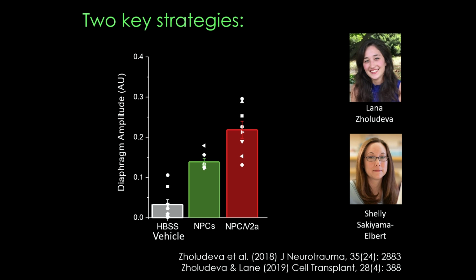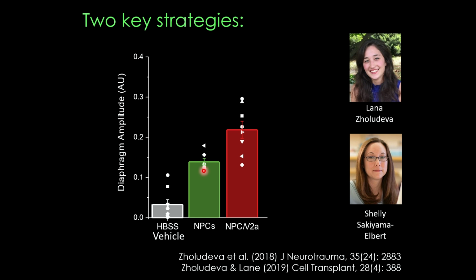I'm just showing the diaphragm recovery from these animals. And what we can see is that in vehicle-treated animals, there's a little bit of plasticity, normally after these cervical level injuries, contusion injuries. If we transplant NPCs, so mechanically dissociated embryonic tissues that are transplanted into the lesion cavity, we do get a degree of phrenic motor recovery and diaphragm activity.